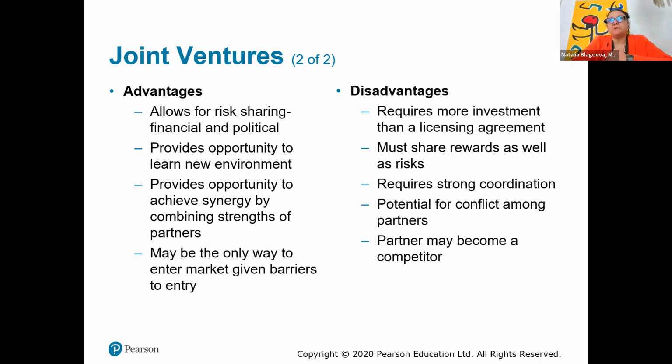Some of them could be very explicit. So in some countries, it's a requirement to make a joint venture with a local company in order to enter the market. The disadvantage, obviously, is we are now more involved, both financially and with other resources. So when we compare to a licensing agreement, we're sharing rewards, not just risk. So obviously, profits and other rewards need to be shared between the partners.